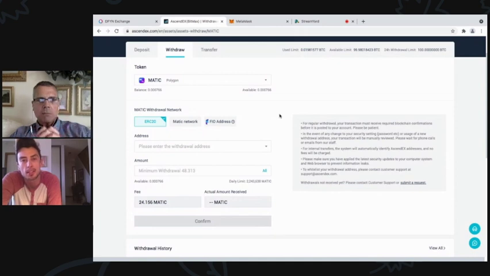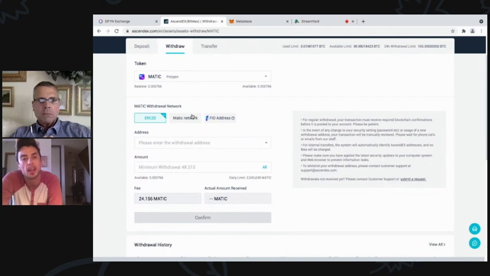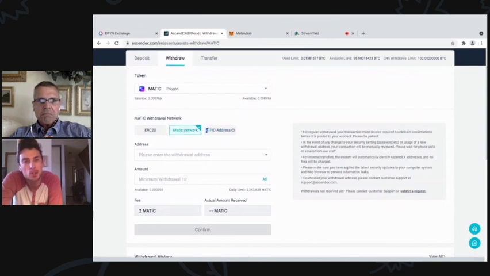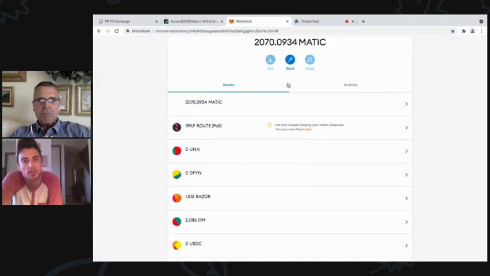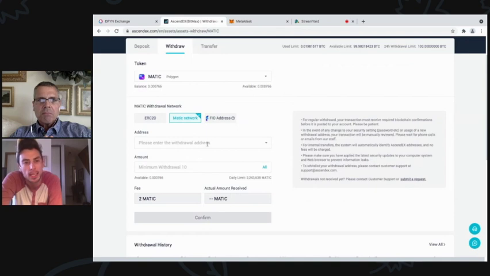AscendX to your MetaMask. Now, say you bought your Matic and you have it on AscendX. Every time, guys, double check, take your time, and highlight that it's on the Matic network, not on the Ethereum. I don't even know what FIO is, to be honest. So always make sure that that is highlighted. You would then copy and paste your MetaMask address. So this is my MetaMask, I would highlight my address and put it in here.